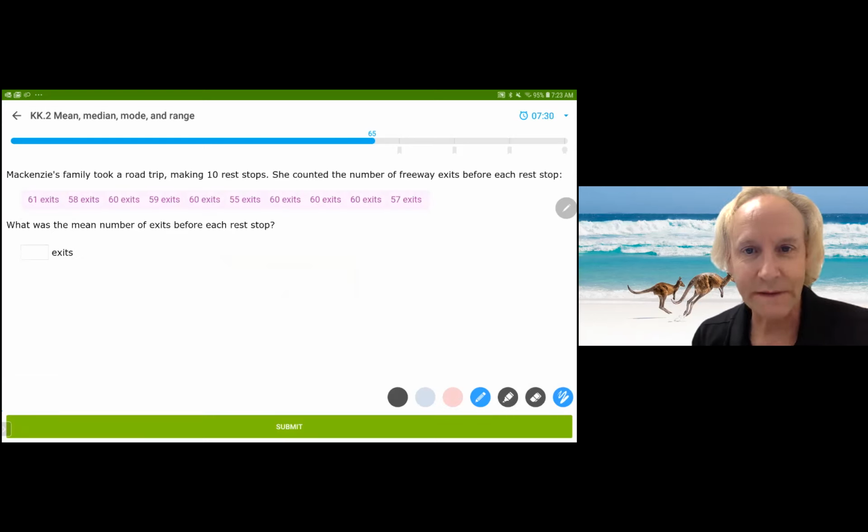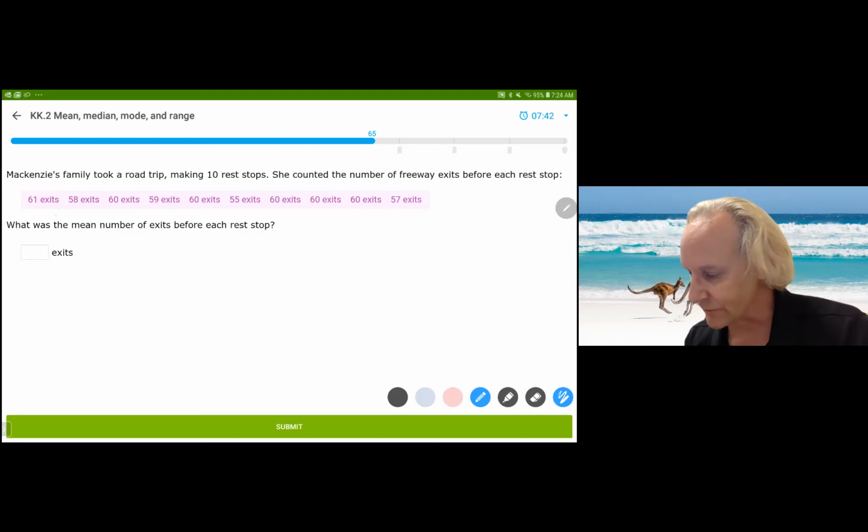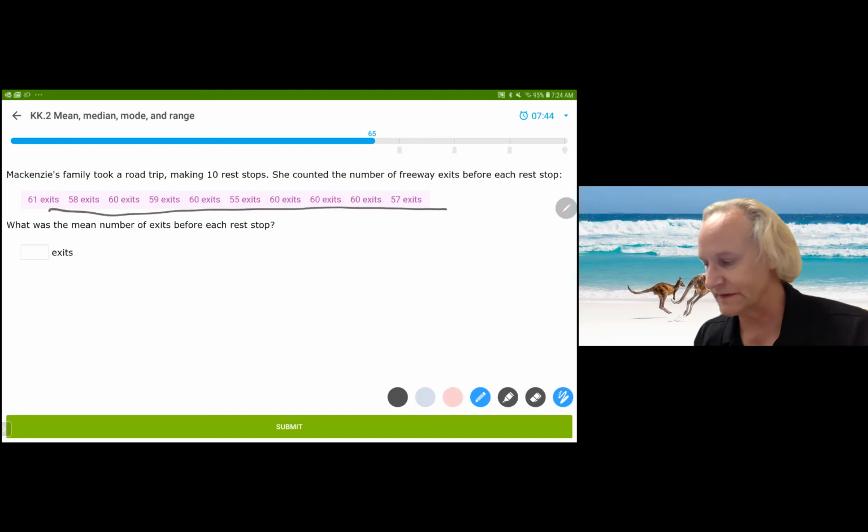All right, she counted the number of freeway exits before each rest stop. Took a road trip making 10 rest stops. What was the mean number of exits before each rest stop? We want the average. And do you notice that this looks a whole lot like 60? So I'm going to do a trick. Now you guys can certainly add them all together and divide by how many there are. And that's a perfectly acceptable method.